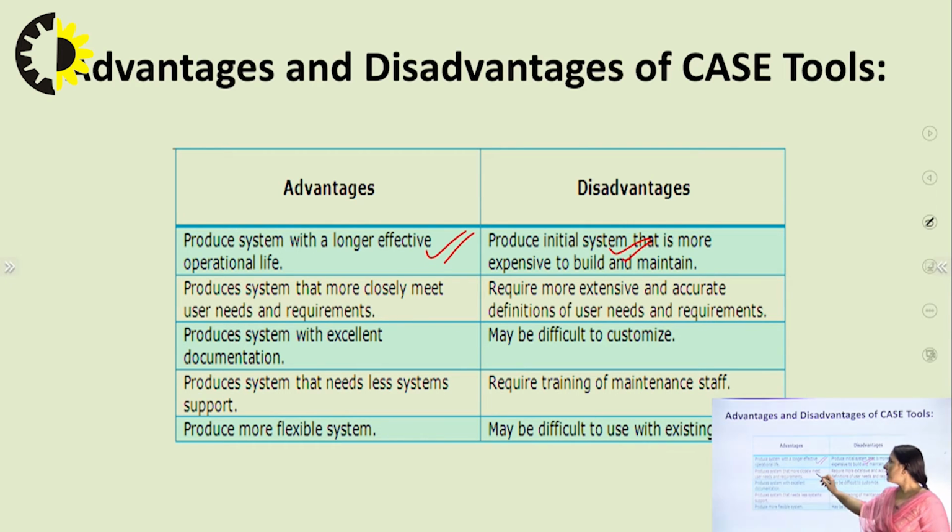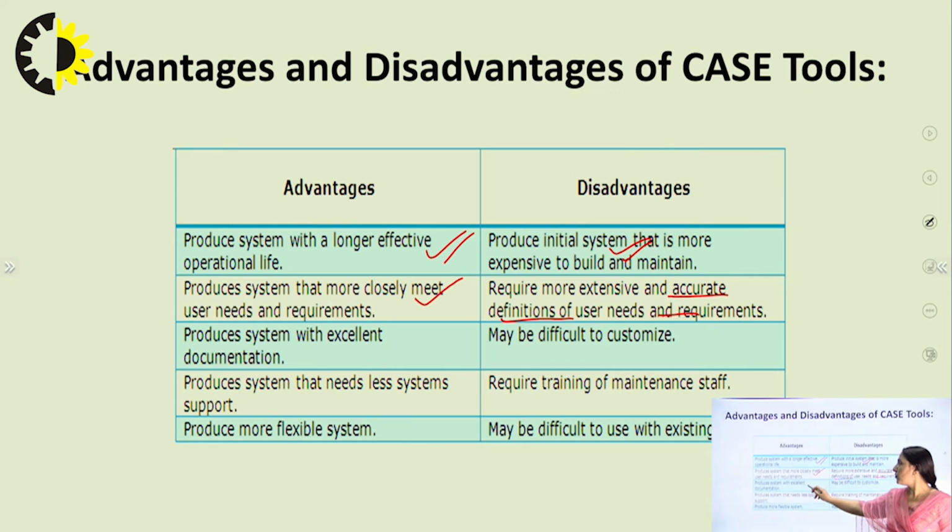In terms of advantages, it produces systems that more closely meet the needs and the requirements of the users. In terms of disadvantages, it requires a more extensive and accurate definition of user needs and requirements. A proper and accurate definition of what we mean by user need, what actually is the need of the user, and what actually are the requirements of the user, needs to be clear.